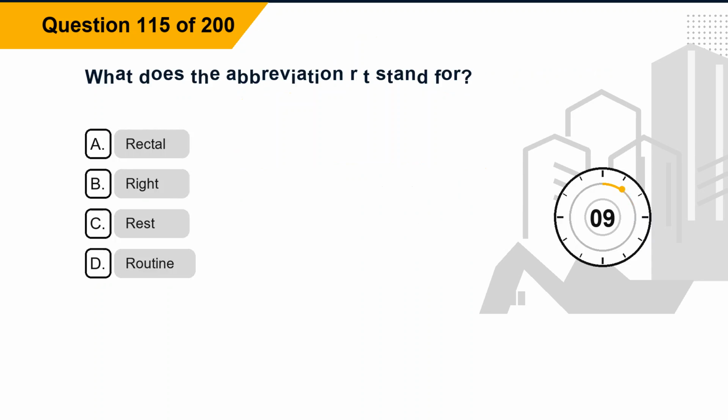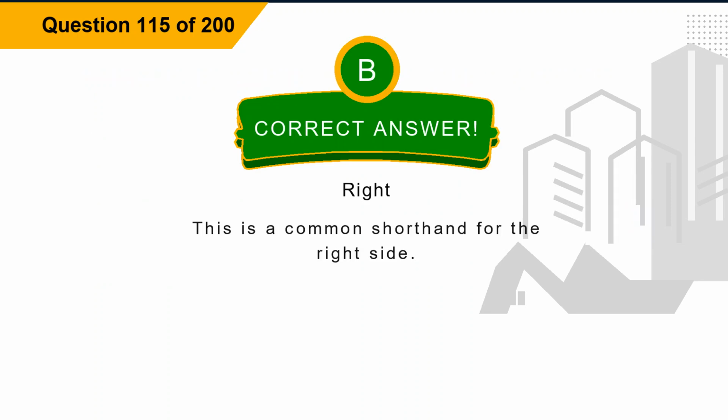Question 115. What does the abbreviation RT stand for? Option A, rectal. Option B, right. Option C, rest. Option D, routine. The correct answer is option B, right. Explanation. This is a common shorthand for the right side.